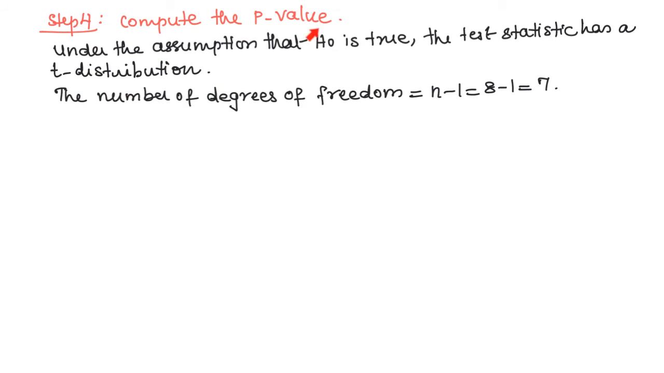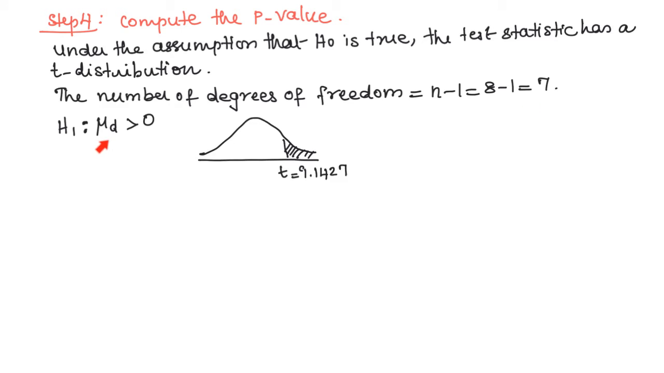Step 4. Compute the p-value. Under the assumption that H naught is true, the test statistic has a t-distribution. The number of degrees of freedom is n-1, equal to 8-1, that is equal to 7. The alternate hypothesis is mu D greater than 0. So the p-value is the area to the right side of t.